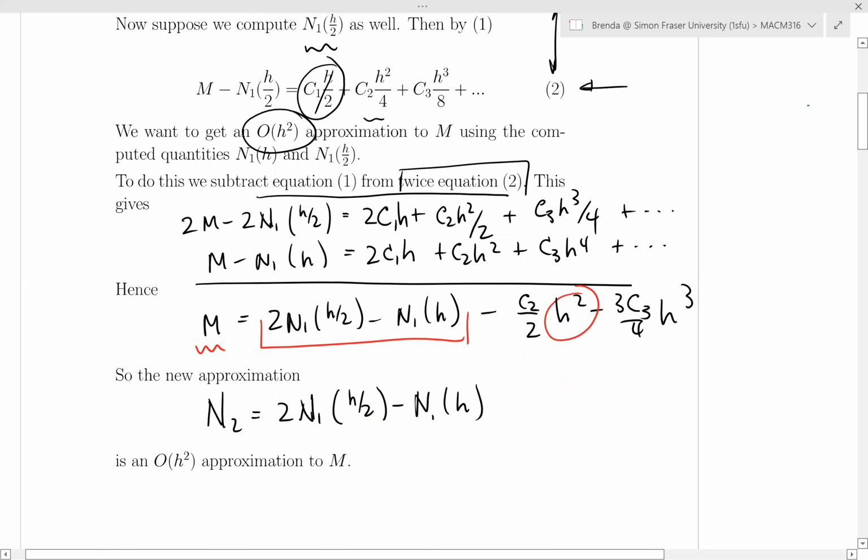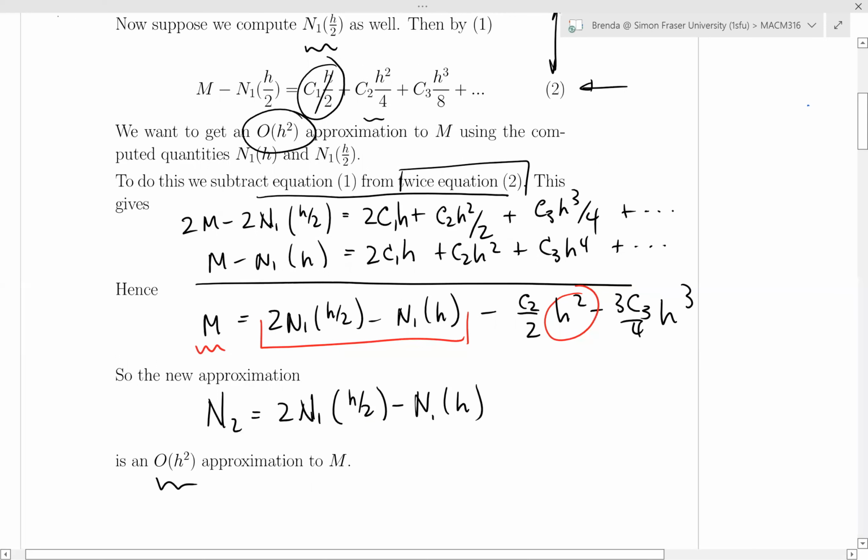I don't need to invent a new formula. I don't need to look at something like that. I'm just going to use the distance h function evaluation and the distance h over 2 function evaluation. I'm going to combine those in a smart manner, and I'm actually going to get an increase in accuracy, an O(h squared) approximation. That is the idea of this whole thing.